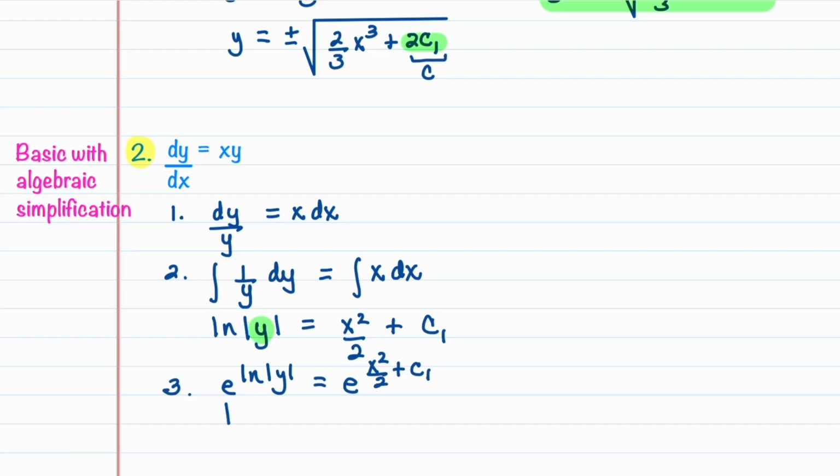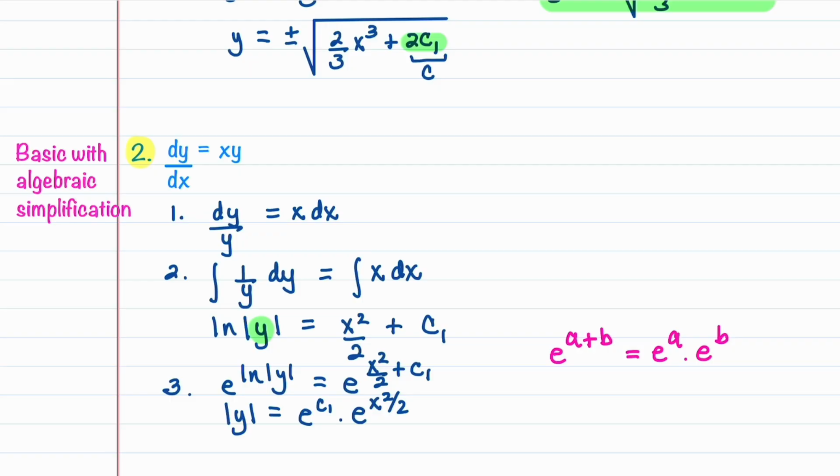This gives us just the absolute value of y on the left, and on the right, I want to clean this up a little bit, so I'm going to write this as e to the c1 times e to the x squared over 2. Just remember that e to the a plus b is e to the a times e to the b. That's why I was able to split that up.